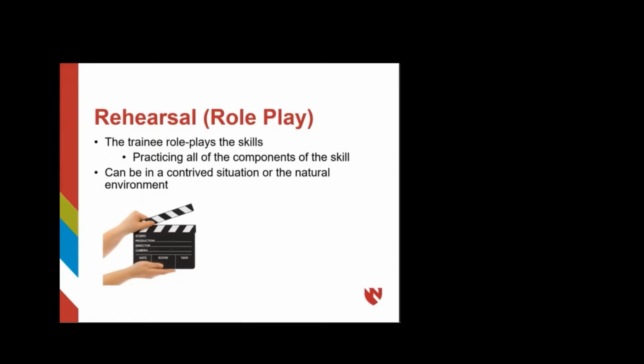When we are role playing, that can be a contrived situation, or that can be in the natural environment. A contrived situation would be the trainer creating or contriving a situation and setting it up for a scenario to practice that social skill. Natural environment rehearsal would be waiting for a natural opportunity to use that skill and then practicing it when it is appropriate.